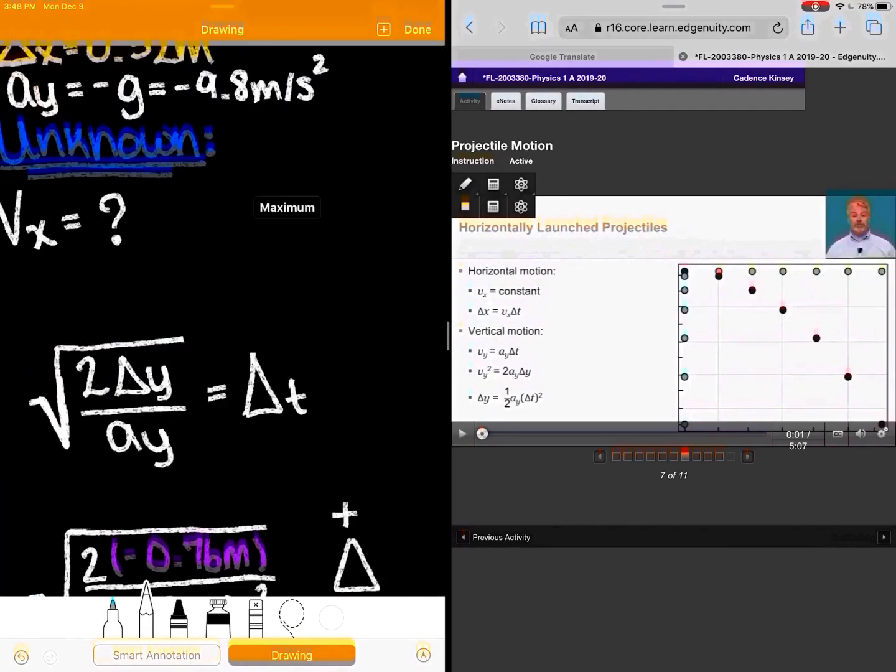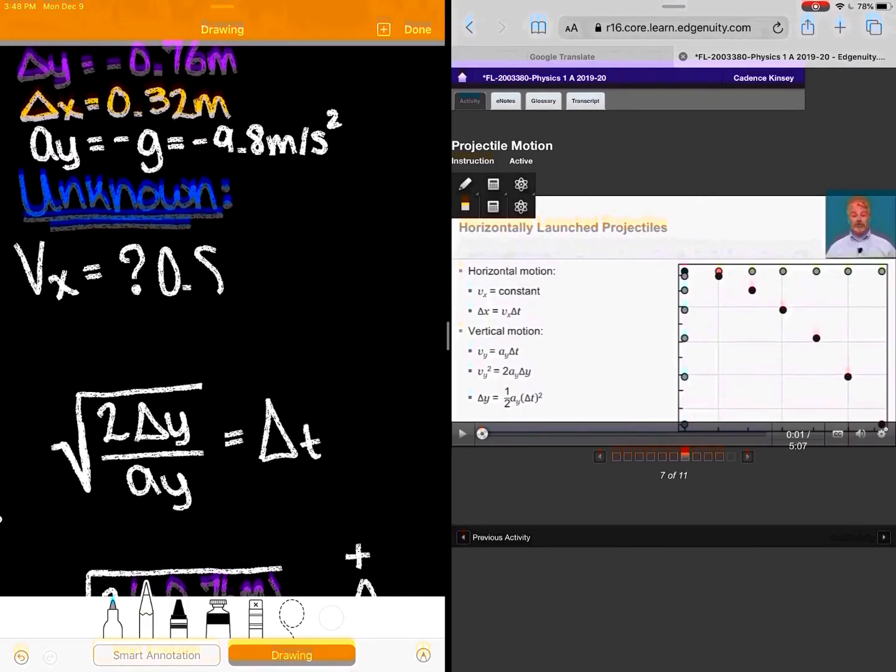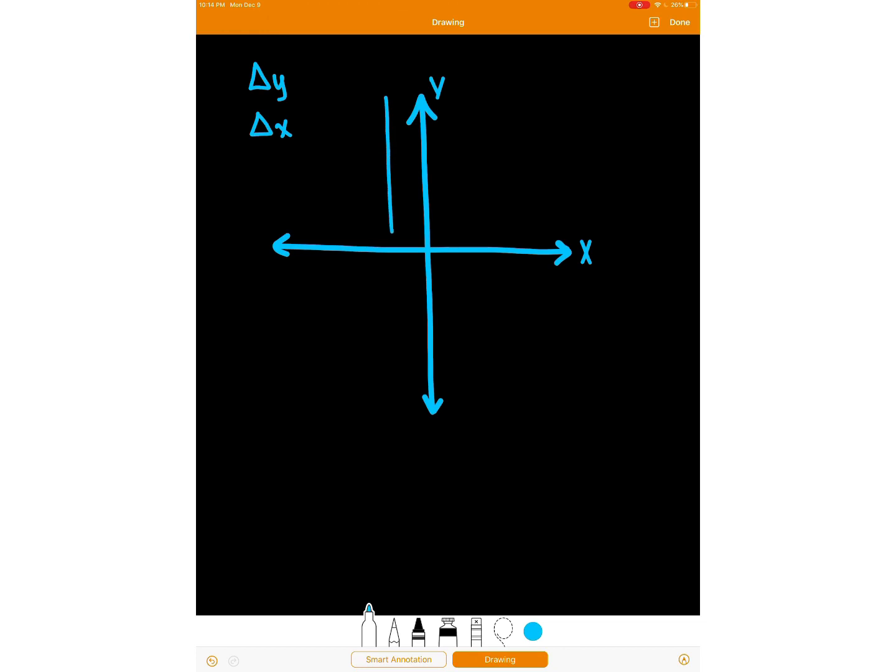Congratulations, we did it! Quick tip, a way you can tell the difference between delta y and delta x is delta y will be change in the y-axis and delta x will be change in the x-axis.